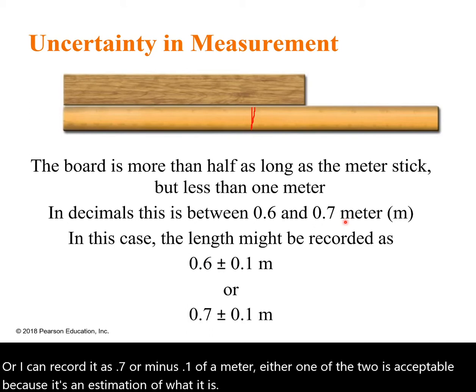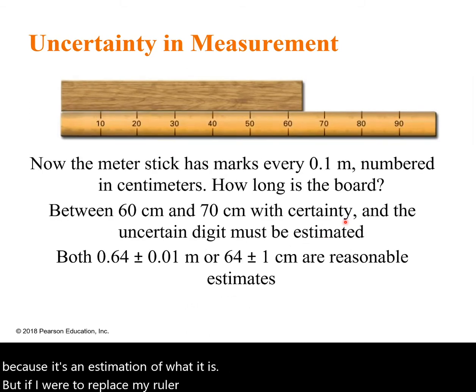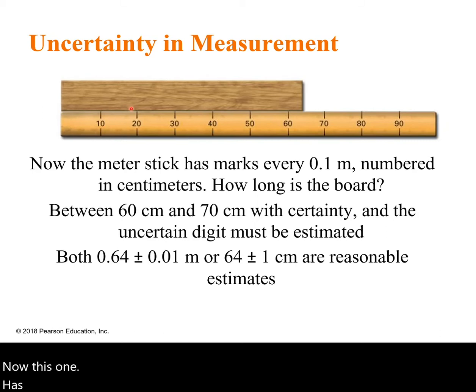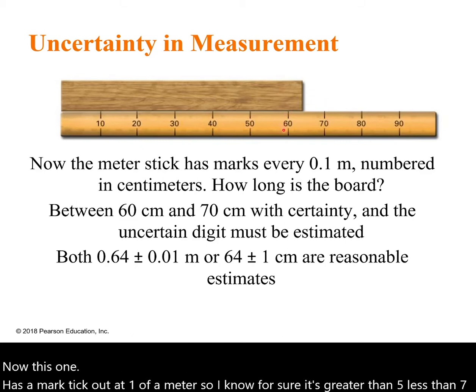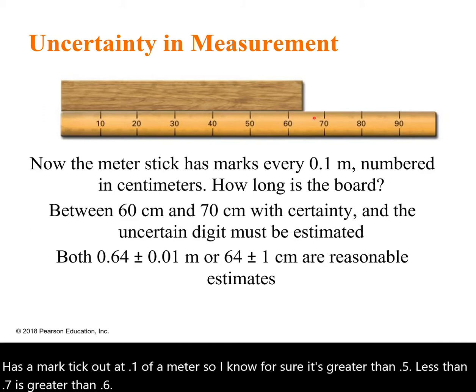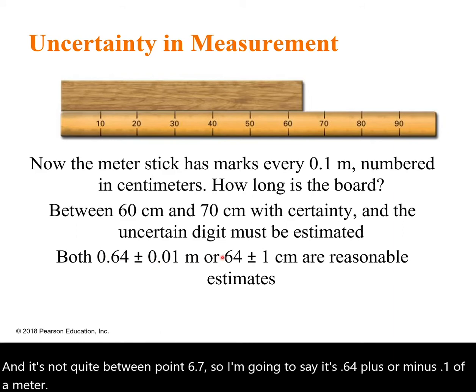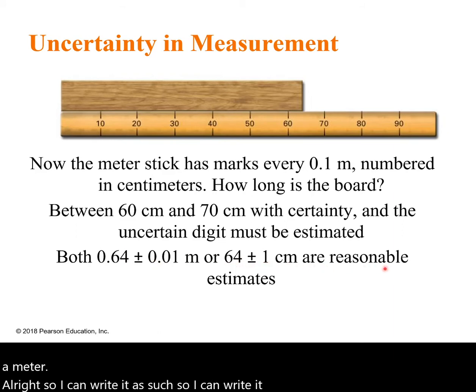But if I were to replace my ruler with something with more precision, now this one has a tick mark at 0.1 of a meter. So I know for sure it's greater than 0.5, less than 0.7, it's greater than 0.6, and it's not quite 0.7, so I'm going to say it's 0.64 plus or minus 0.01 of a meter. All right? So I can write it as such, or I can write it as 64 plus or minus 1 centimeter. Either way. So let's stick with 0.64 right here.